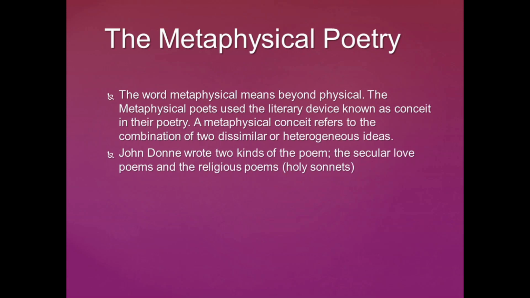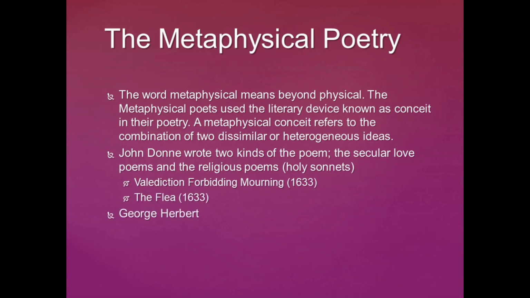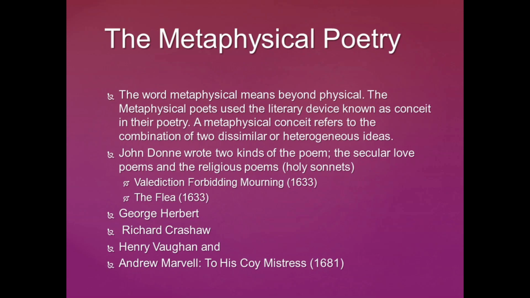John Donne is a representative metaphysical poet who wrote 2 kinds of poems, the secular love poems and the holy sonnets, called the religious poems. A Valediction: Forbidding Mourning and The Flea are the most important poems written by John Donne. Along with John Donne, we have George Herbert, Richard Crashaw, Henry Vaughan, and Andrew Marvell, who are other metaphysical poets belonging to the 17th century. Andrew Marvell's To His Coy Mistress, published in 1681, is a very beautiful metaphysical poem.